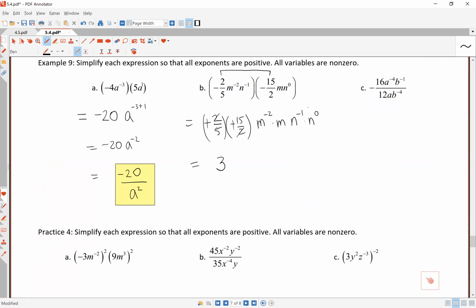m to the negative 2 times m to the first. Negative 2 plus 1 is negative 1. n to the negative 1 plus 0 is n to the negative 1, or you could just say n to the 0 is 1. Now, both those negative exponents go in the bottom as an m times n, leaving the 3 in the numerator because it's to a positive.